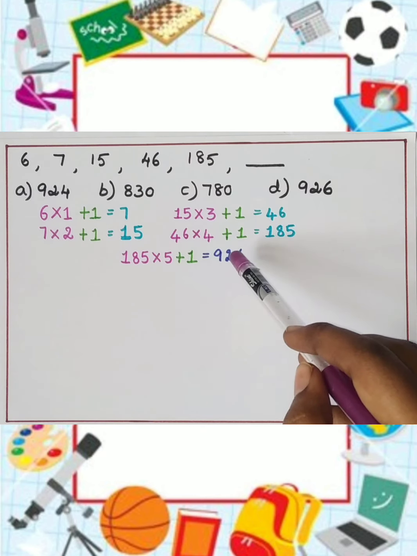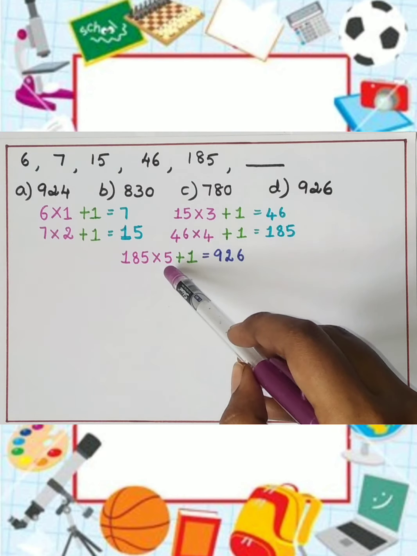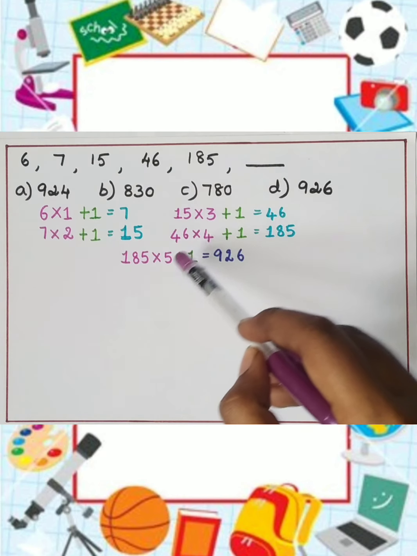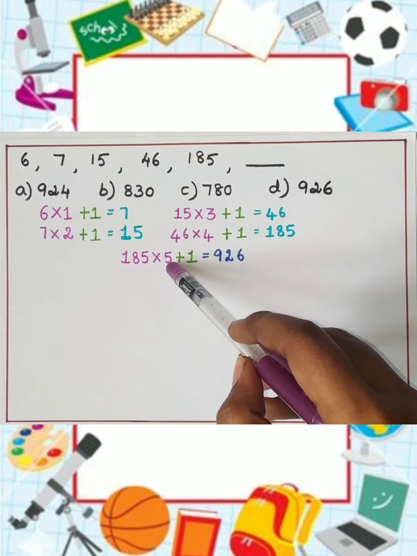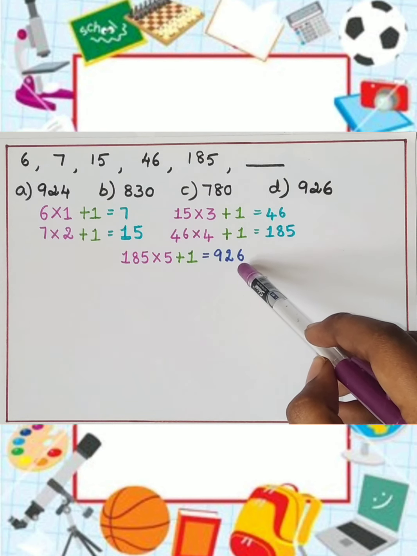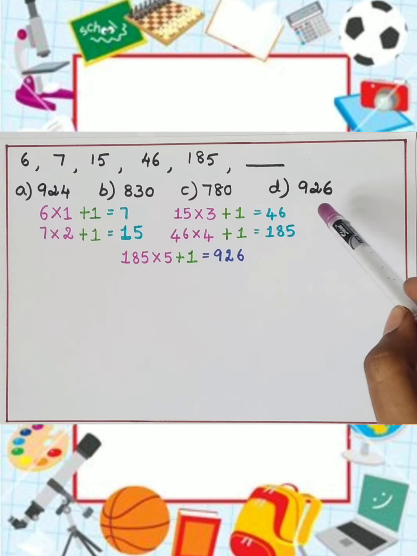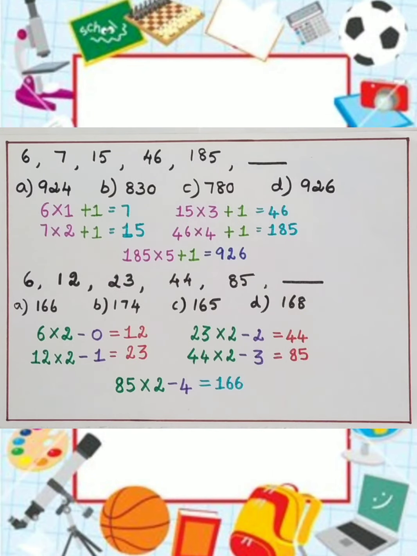So that is the logic. So the next number should be 185 multiplied with 5, because 1, 2, 3, 4, the next number should be 5. So 185 multiplied by 5 is 925 plus 1 will give you 926. So the answer is option D, 926. Did you all get it correct? Hope you solved it. Let's move on. Moving on to another question.